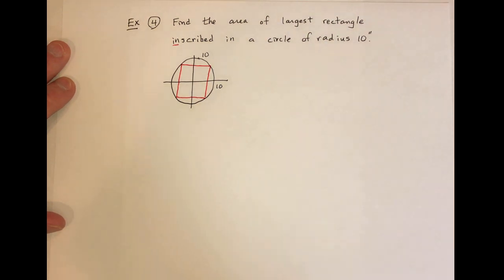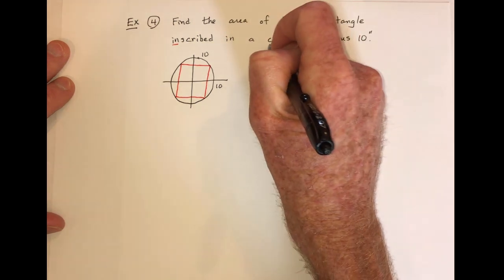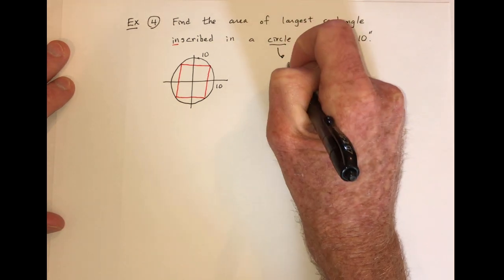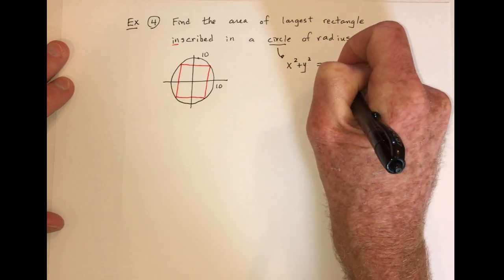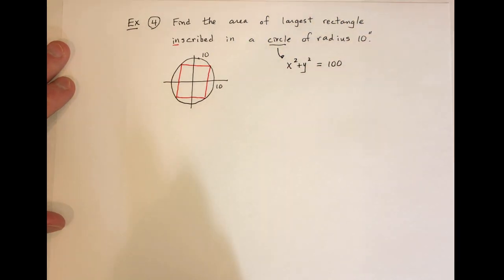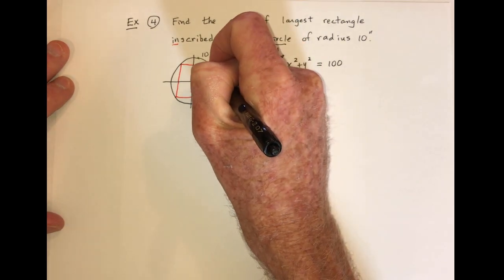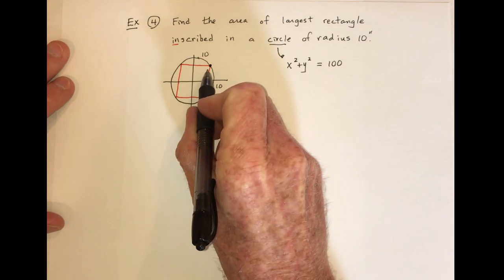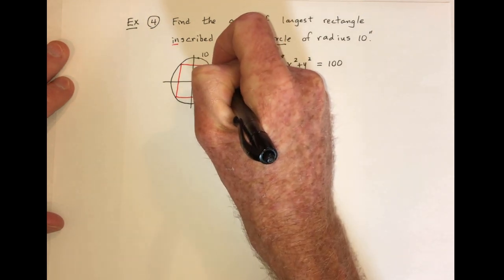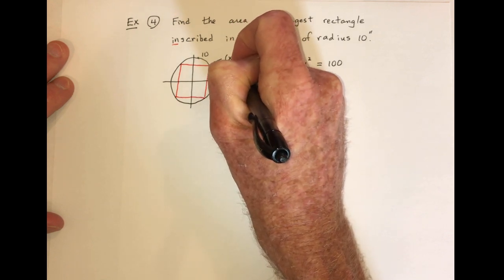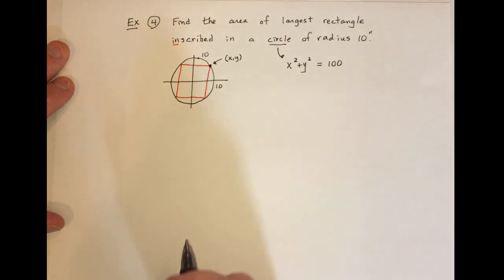Well, I need to come up with an equation. For one thing, the equation for a circle is x squared plus y squared equals the radius squared. Now, this point right here, that's where the circle and the rectangle meet. So this point, which in general is x comma y, is a point on the rectangle, and it's also a point on the circle.